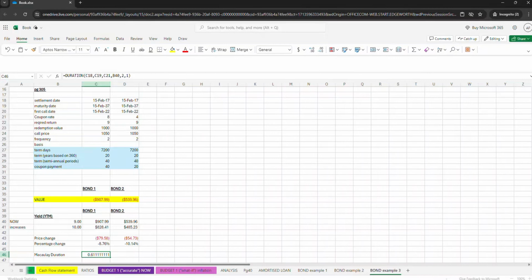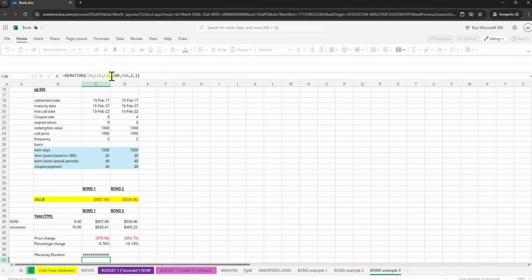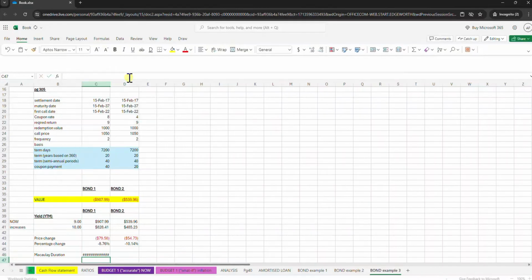So they're referencing B2. B2 is the settlement date, that's fine. They're referencing the maturity date, that's fine. They're referencing the coupon. Oh, maybe the coupon needs to be a percentage, eh? So I'm going to change that. This 8 should be 8%, so 8 divided by 100. Okay, let's put 8 divided by 100. Required return, divide by 100. Okay, there, that's better. Do you see that? Yes.